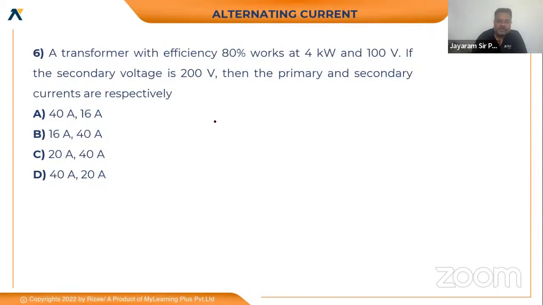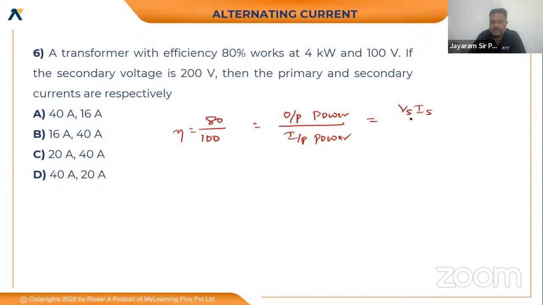Next, transformer efficiency, that means 80%. 80 by 100, that is eta, is equal to output power by input power. Output power in the sense you can take it as Vs, secondary, into Is, by Vp into Ip. 80 by 100 in the sense this will become 4 by 5, is equal to the voltage in the secondary is equal to 200. And next one, sir.